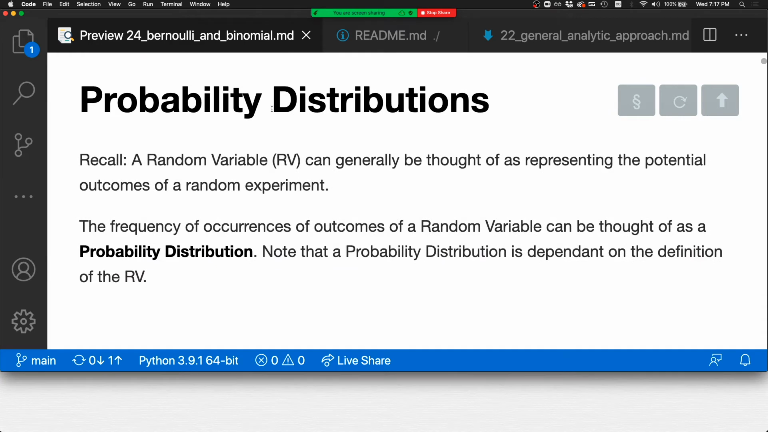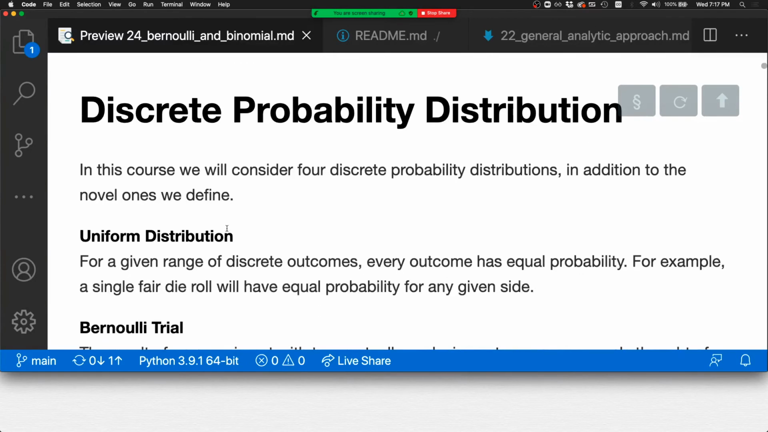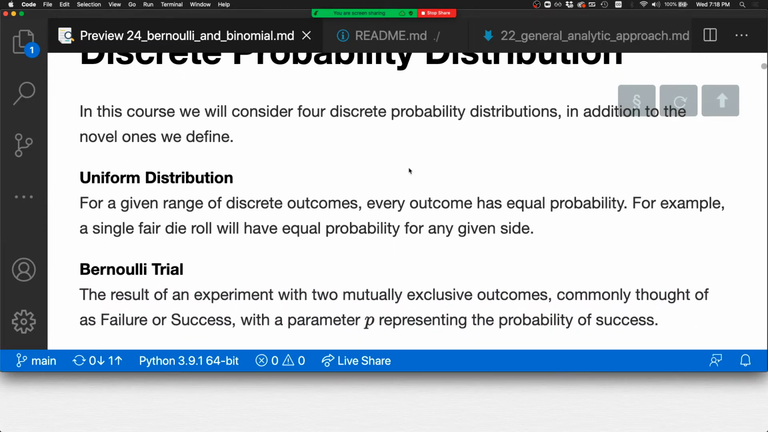So the way we think about a probability distribution, right? We have this random variable that represents the potential outcome of a random experiment, right? And we can define that random variable through some set of rules. So we can apply different random variables to the same phenomenon. A probability distribution is just the frequency of occurrences of outcomes of a random variable. That's all that is. And we are going to talk about a small handful of these discrete probability distributions, really just 4 of them.